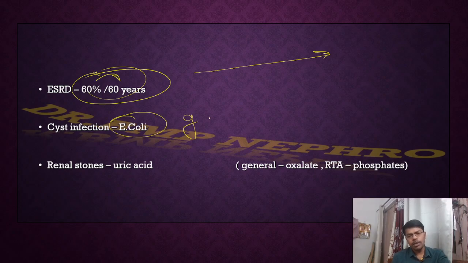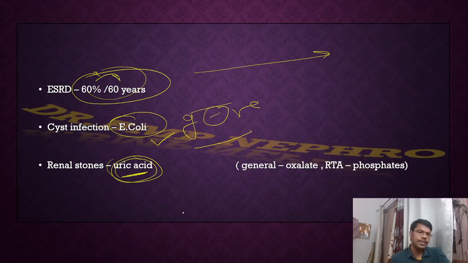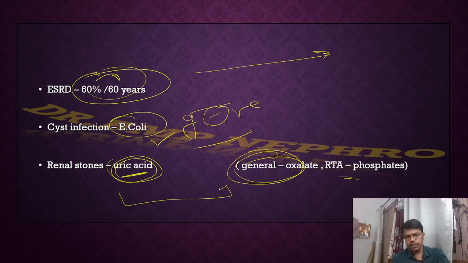Cyst infection is most commonly by gram-negative organisms. To be particular, E. coli is more common, followed by Klebsiella. Proteus can cause renal stone. Uric acid stone is very common in ADPKD according to the published literature. In the general population, calcium oxalate stone is common. In renal tubular acidosis, for some reason, phosphate stone is common. This we will discuss while discussing renal stone disease. One point to notice, recurrent renal stone is also possible. The RCC incidence is not increased in ADPKD as compared to the general population. That is one important point to note.